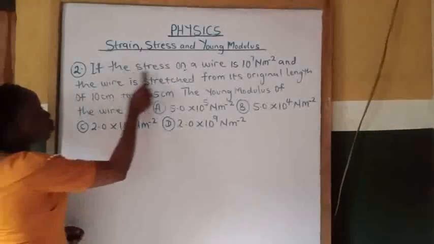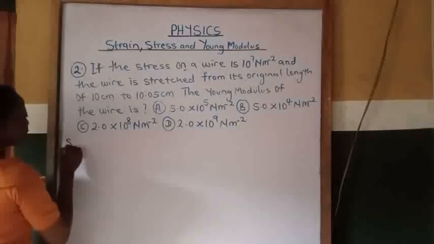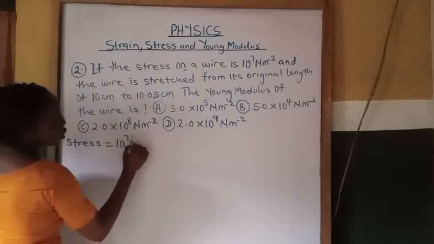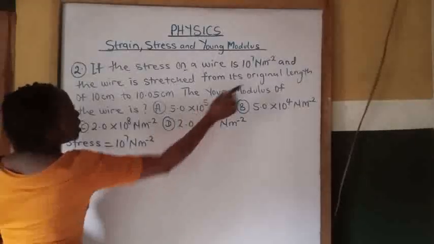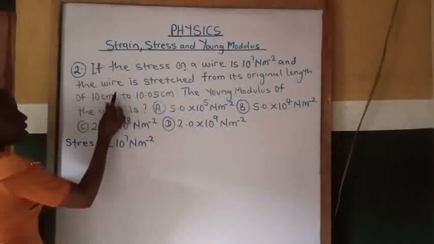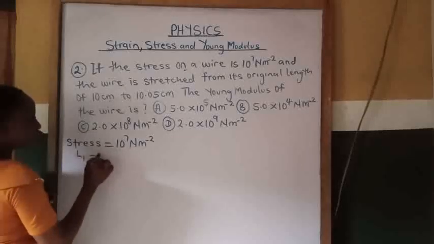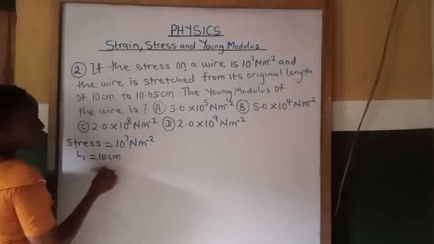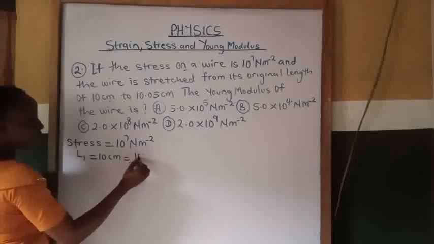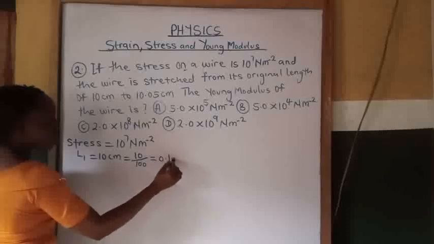It says if the stress of a wire is equal to 10 raised to power 7 Newton per meter square, and the wire is stretched from its original length of 10 centimeter. The original length of the wire, let's call it L1, equal to 10 centimeter. To convert this 10 centimeter to meter, we divide it by 100. So 10 divided by 100 will give us 0.1 meter.